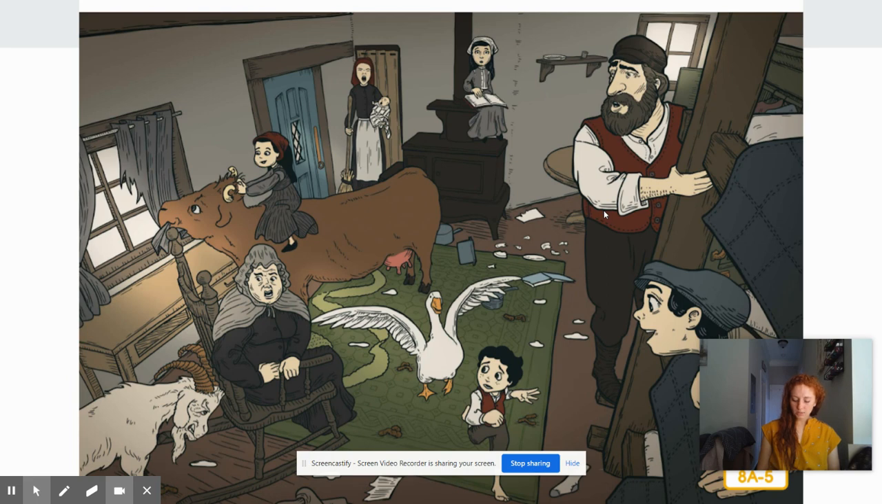So, what advice is the rabbi giving this time? He's telling them to get all of the animals out of the house, right? How is that different than his usual advice? All of the other times he was telling him to put animals in the house, right? And now he's saying, okay, take them out.